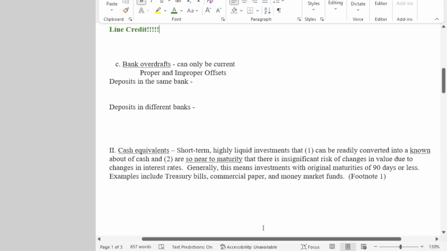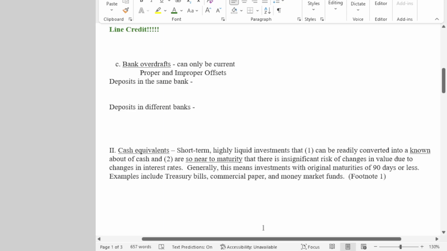Okay, bank overdrafts. Current. Have to be current. Correct. Now, when it says proper and improper offsets, she pretty much just wants to know what happens when it comes to the bank overdraft. So what happens with deposits in the same bank, and then what happens in different banks.